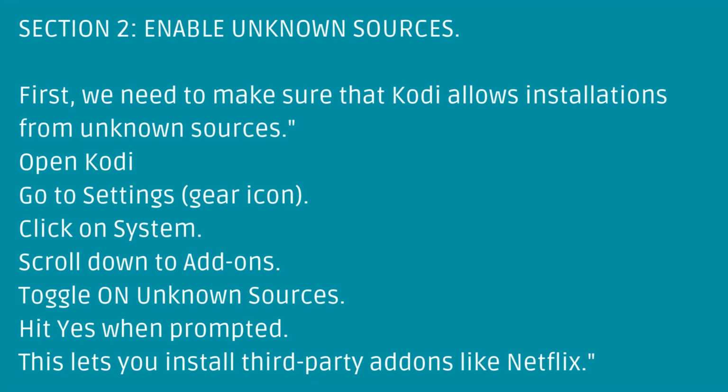Section 2. Enable unknown sources. First, we need to make sure that Kodi allows installation from unknown sources. Open Kodi. Go to Settings. Click on System. Scroll down to Add-ons. Toggle on Unknown Sources. Hit Yes when prompted. This lets you install third-party add-ons like Netflix.